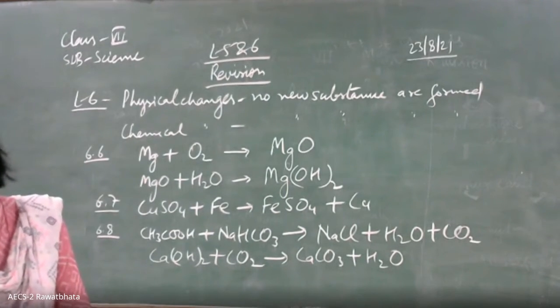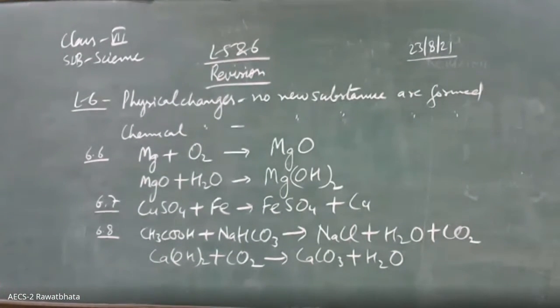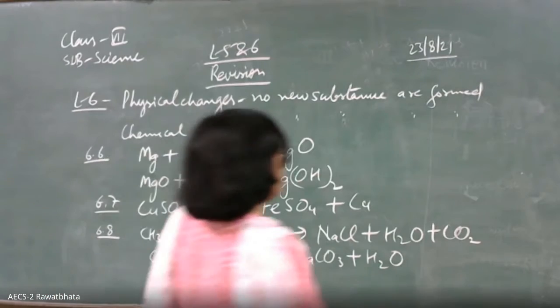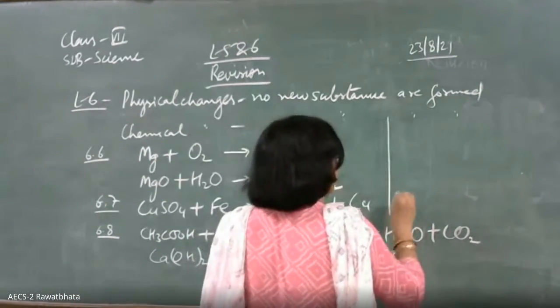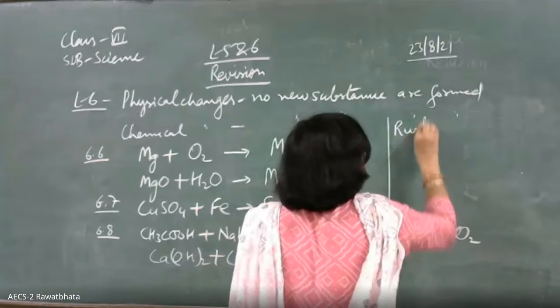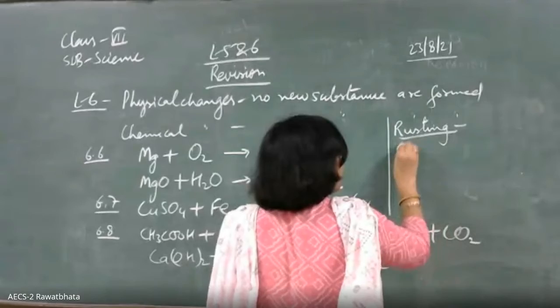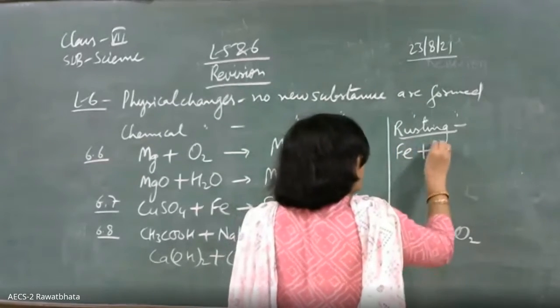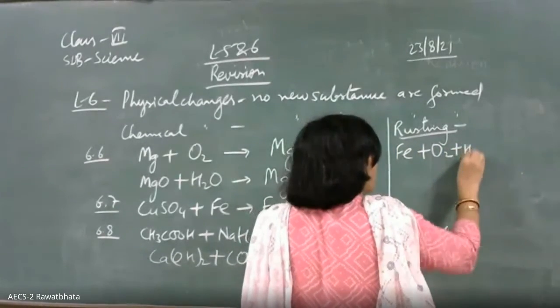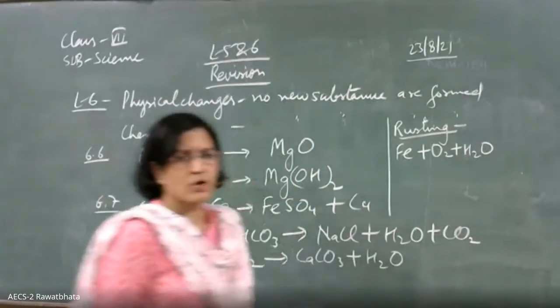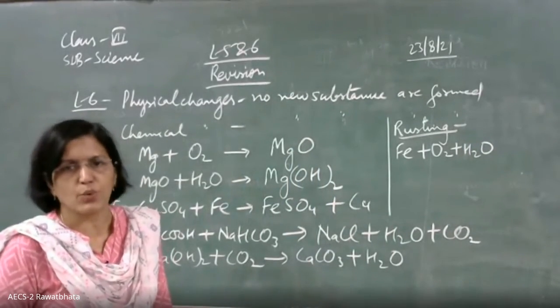And then there is this equation for rusting. For rusting, there is one more equation that I am writing here. Rusting, you know very well, takes place with iron in the presence of oxygen and water. Oxygen and water, three components are required.